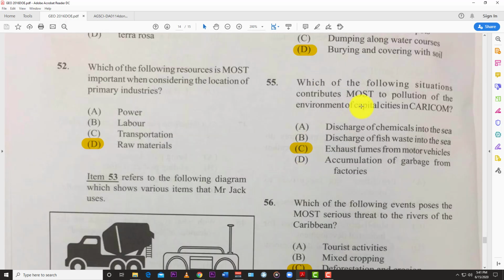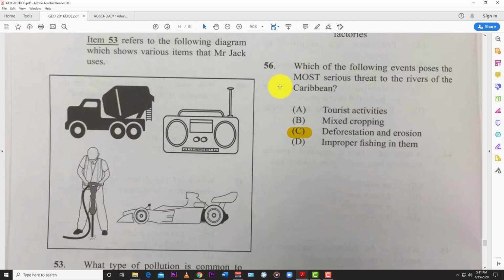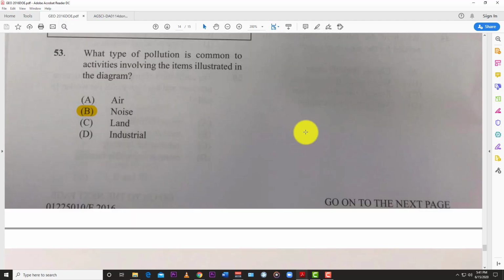55. Which of the following situations contributes most to pollution of the environment of capital cities in the Caribbean? And so the answer here is C, exhaust fumes from motor vehicles. 56. Which of the following events poses the most serious threat to the rivers of the Caribbean? The answer is C, deforestation and erosion.